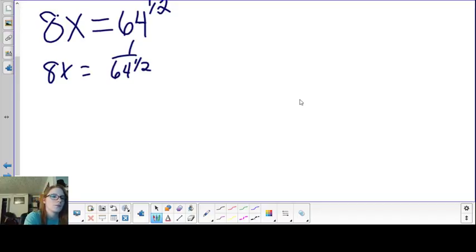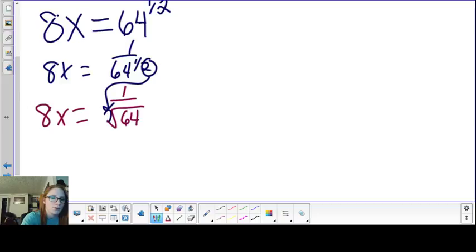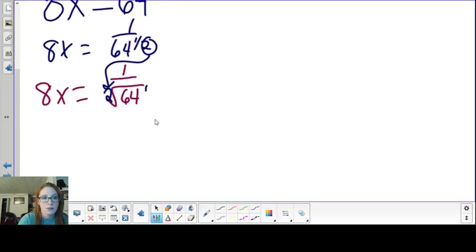And we know that rational stuff, the ones with fractions and the exponents, are essentially radicals. So it's going to be the second root, so the square root of 64 to the first. And the square root of 64 is just 8. So I have 8x is equal to 1 over 8.